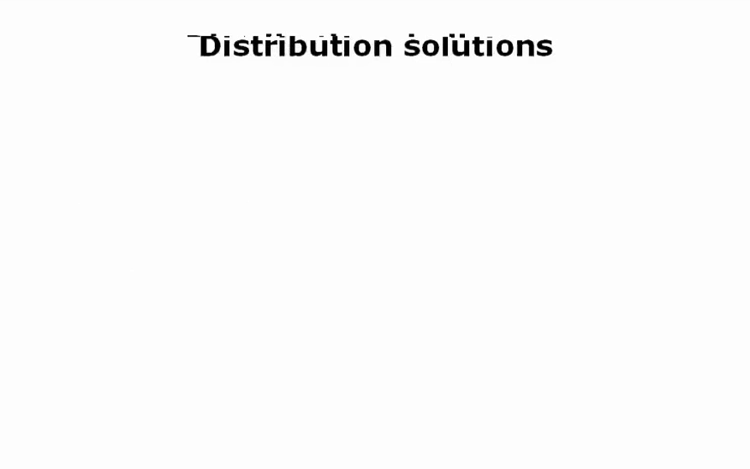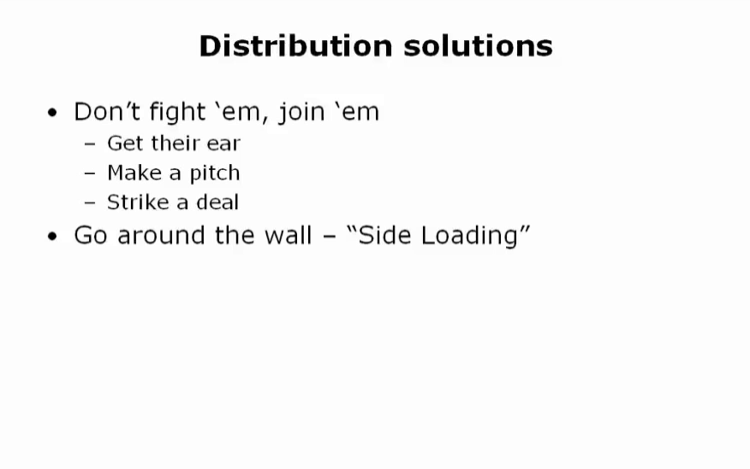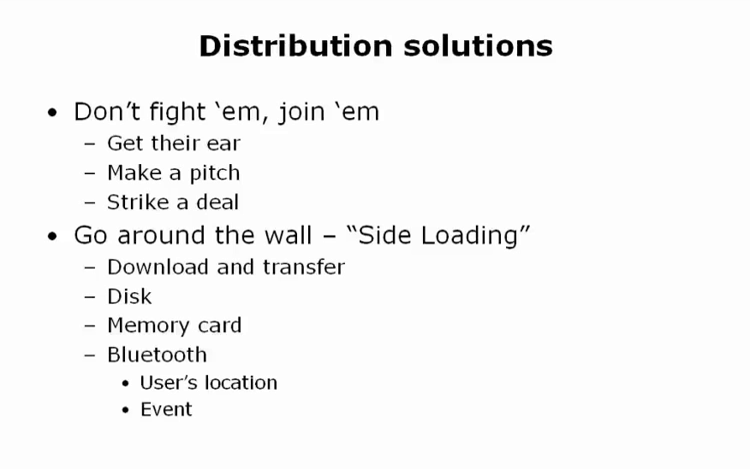How do you get your product distributed? One way is to use a model well known in Hollywood and on Madison Avenue. Get their ear, make a pitch, strike a deal. But now, another way of getting your content into the hands of users is emerging. Sideloading. Sideloading is just a fancy name for a file transfer to a mobile device. Sideloading can use any of several methods to move a file to the device.